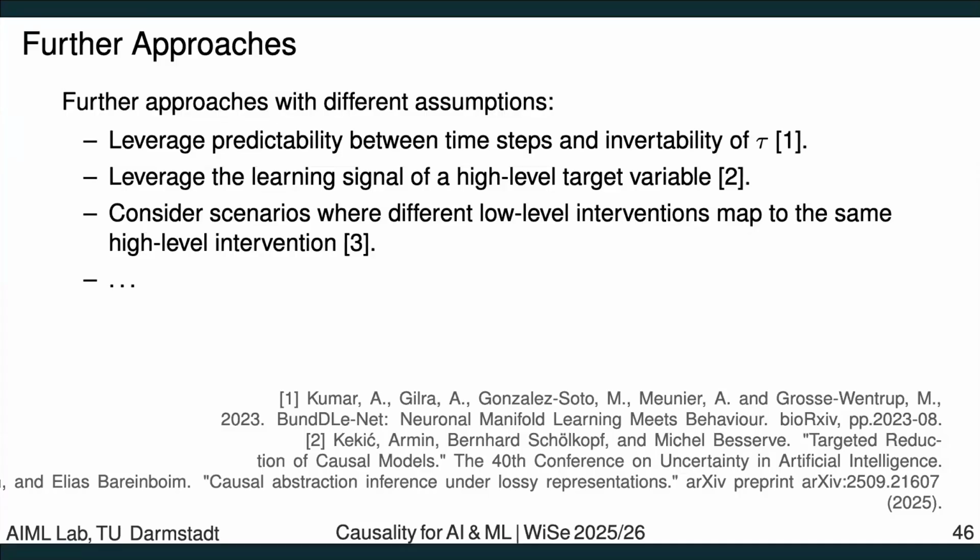Still, there might be a problem that your causal abstraction or your model still learns to just abstract to a constant function. So what they basically use in this paper is that you can invert tau, so that you can do a sort of autoencoding thing or mapping, where you can also map from the high level to the low level.